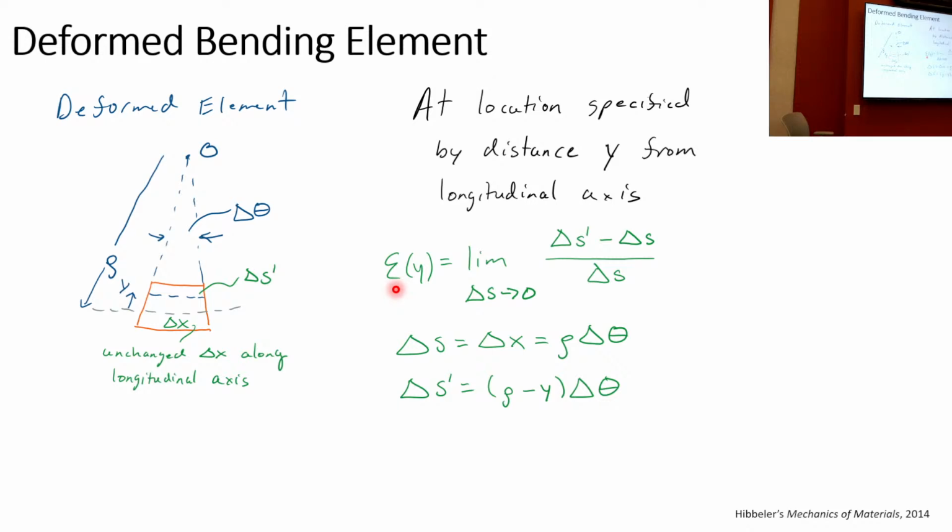Right? And it just happens that this is a narrow slice, so we've got deltas, and we're doing a difference of deltas. Okay, so the delta S prime minus the original length over the original length. And then we say we're going to take that down to 0. That means we're going to say, oh, there was a delta S, it was kind of thin. Now we're going to make it infinitely thin. Okay? What do we know? We know that delta S is equal to delta X. Remember? That's this length right here.